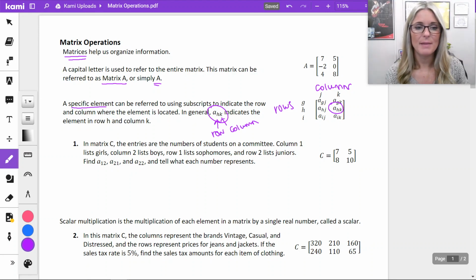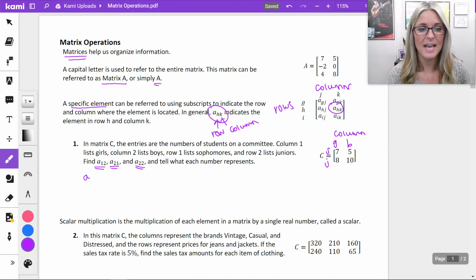So in number one, in matrix C, the entries are the numbers of students on a committee. Column 1 represents girls, so columns are up and down. Column 2 represents boys, just labeling here for us to reference. And then our rows from the sides, we have sophomores in row 1 and juniors in row 2. We're going to find A12, A21, and A22 and tell what each number represents.